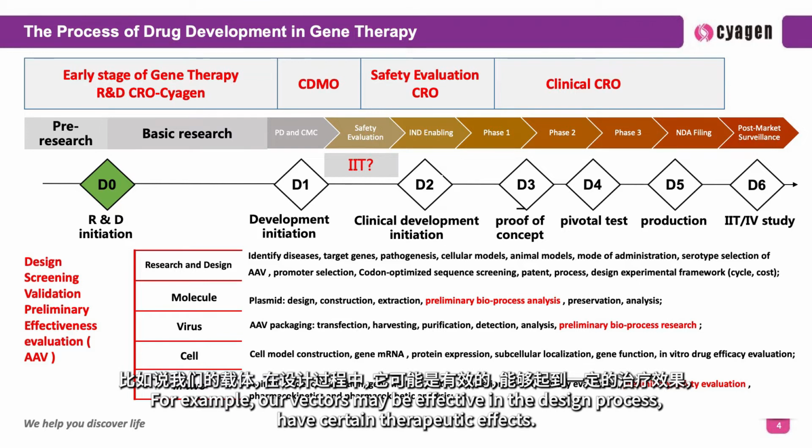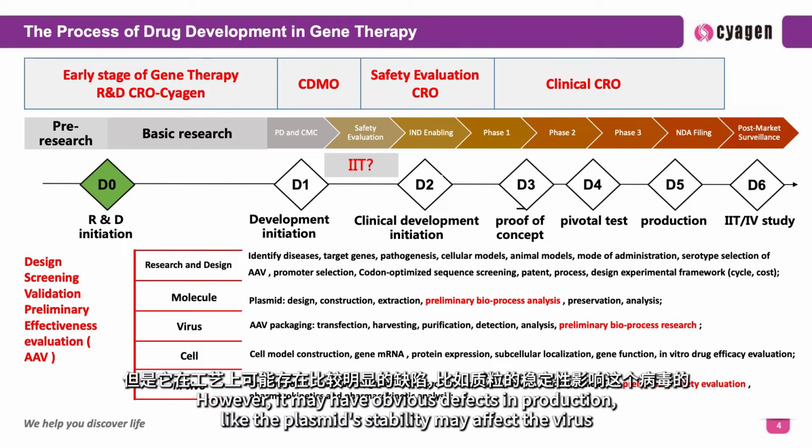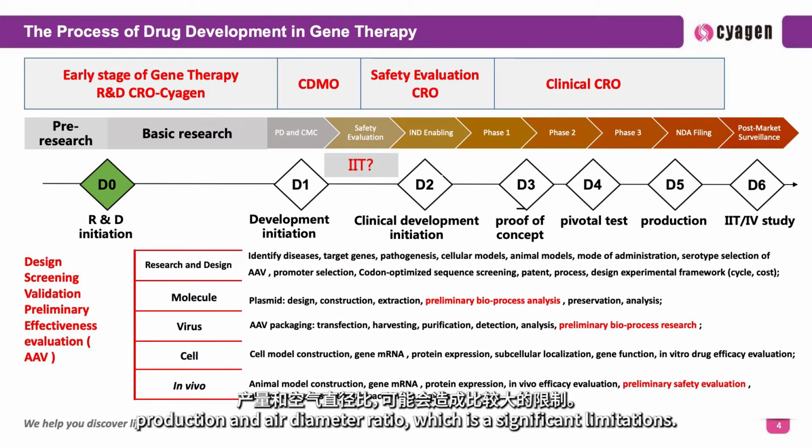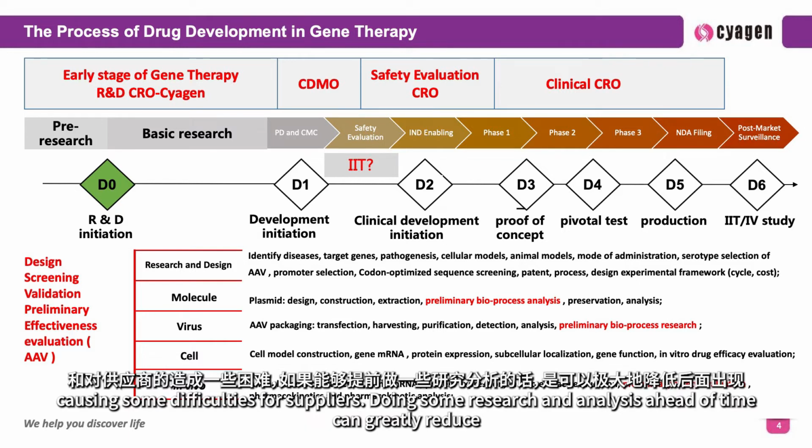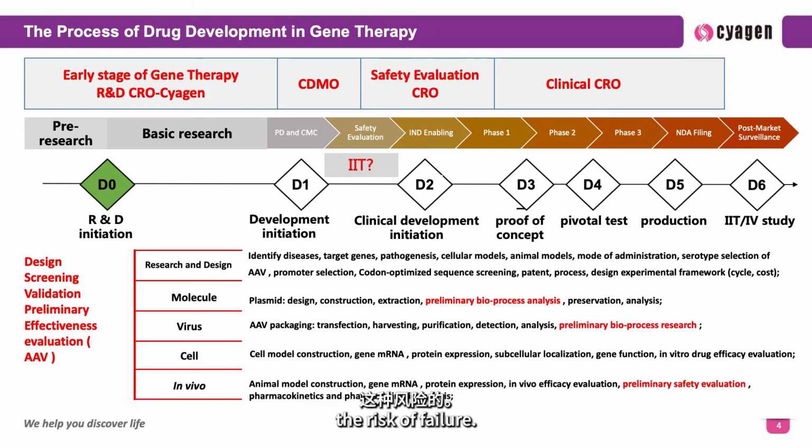For example, our vectors may be effective in the design process and have certain therapeutic effects. However, they may have obvious defects in production, like the plasmid stability may affect the virus production and empty-to-full capsid ratio, which is a significant limitation. And if such a candidate drug enters the production stage, there may be a relatively large risk, causing some difficulties for suppliers. Doing some research and analysis ahead of time can greatly reduce the risk of failure.